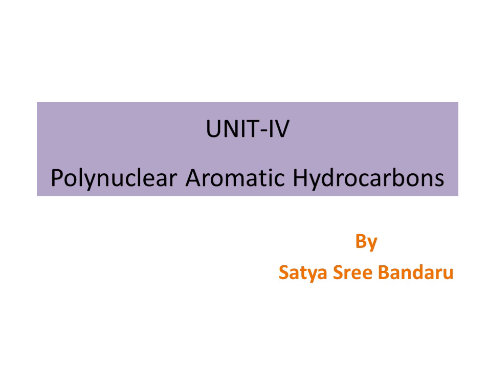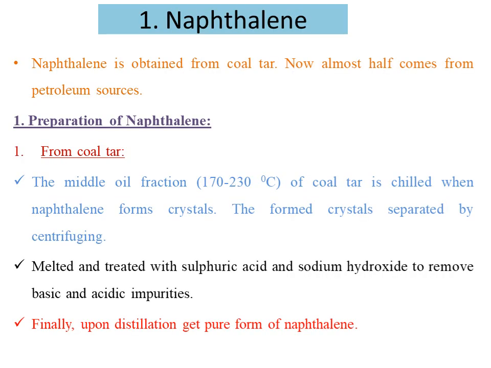Hi everyone, in this video I will explain polynuclear aromatic hydrocarbons, the 4th unit of Pharmaceutical Organic Chemistry 2. Polynuclear aromatic hydrocarbons are compounds consisting of many aromatic rings. We can name them polynuclear aromatic hydrocarbons.